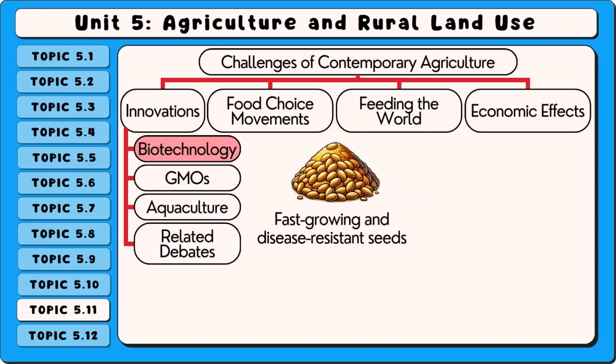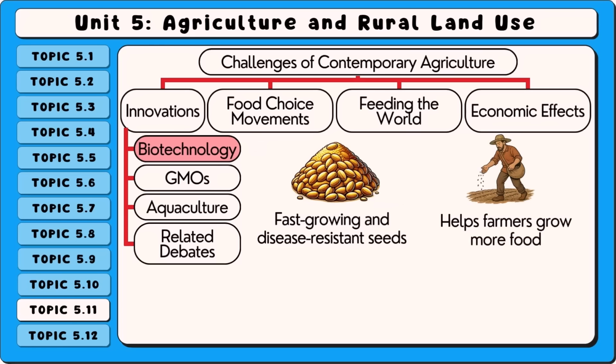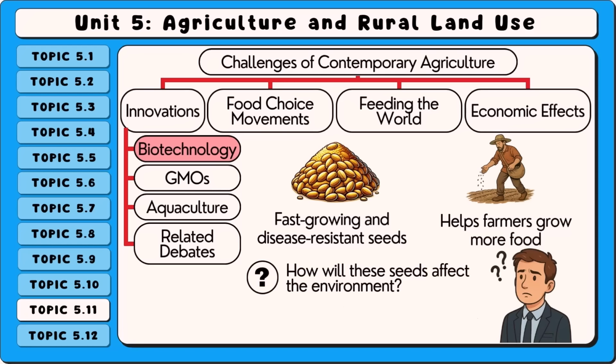For example, scientists might develop seeds that grow faster or resist disease. This helps farmers grow more food and reduce losses, but it also raises questions about long-term effects on nature and whether small farmers can afford the technology.